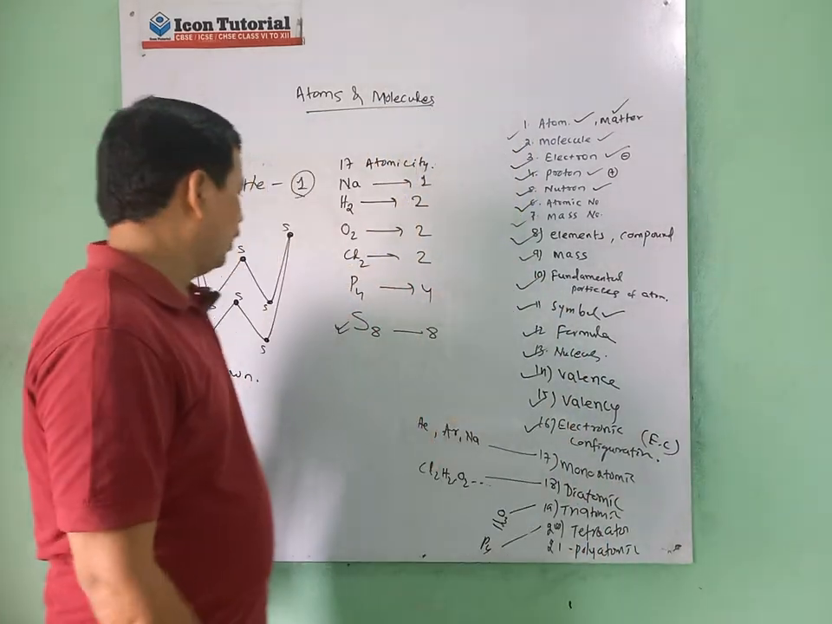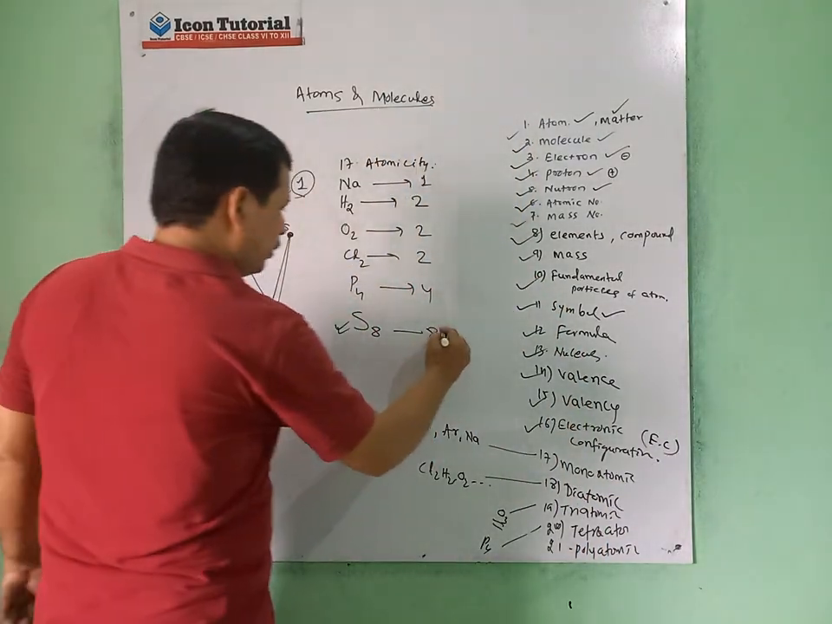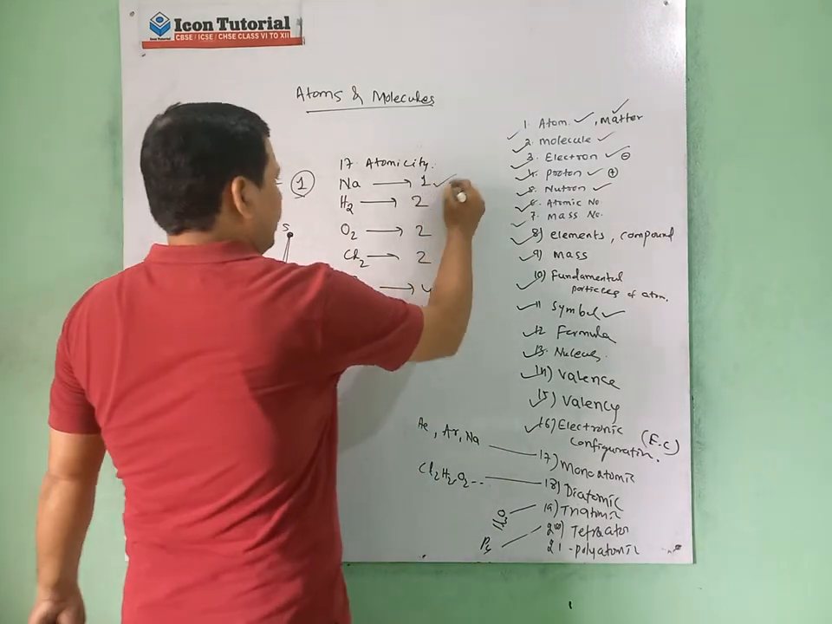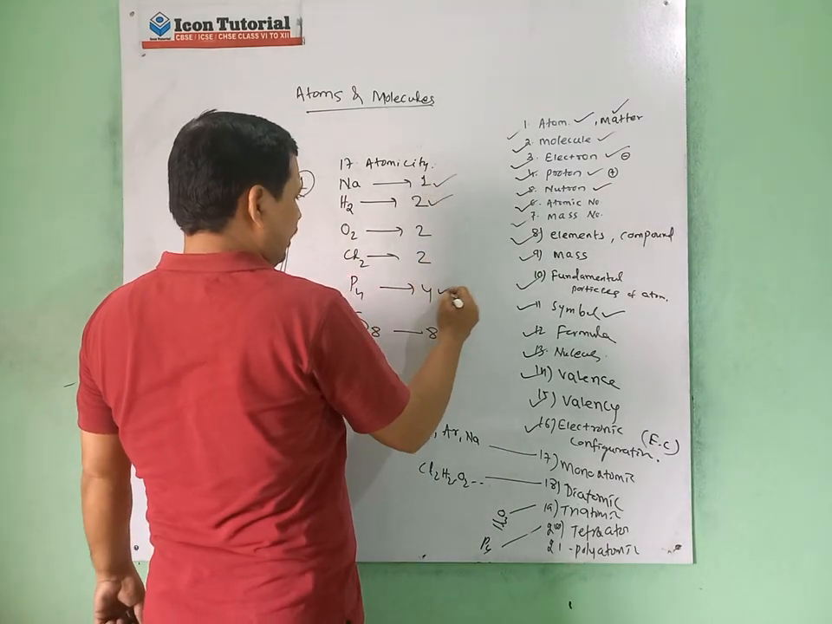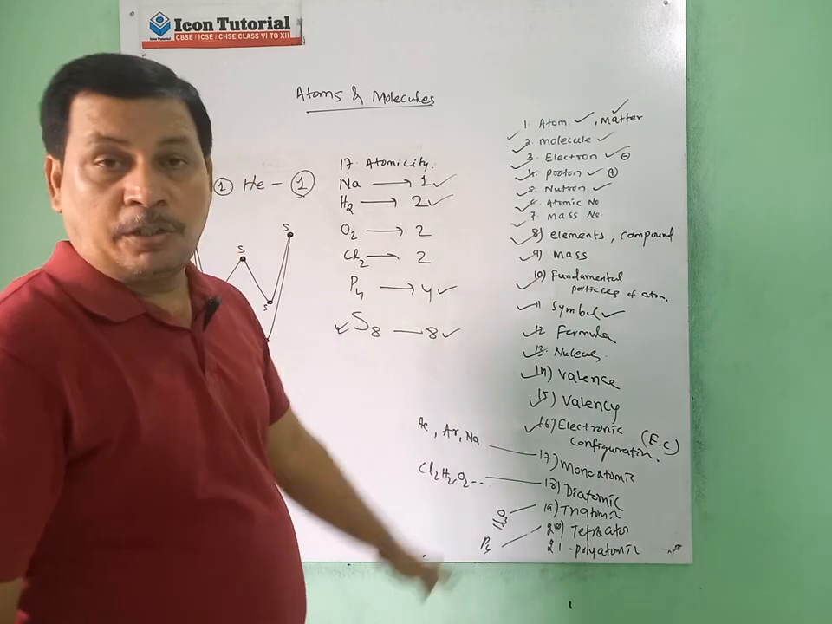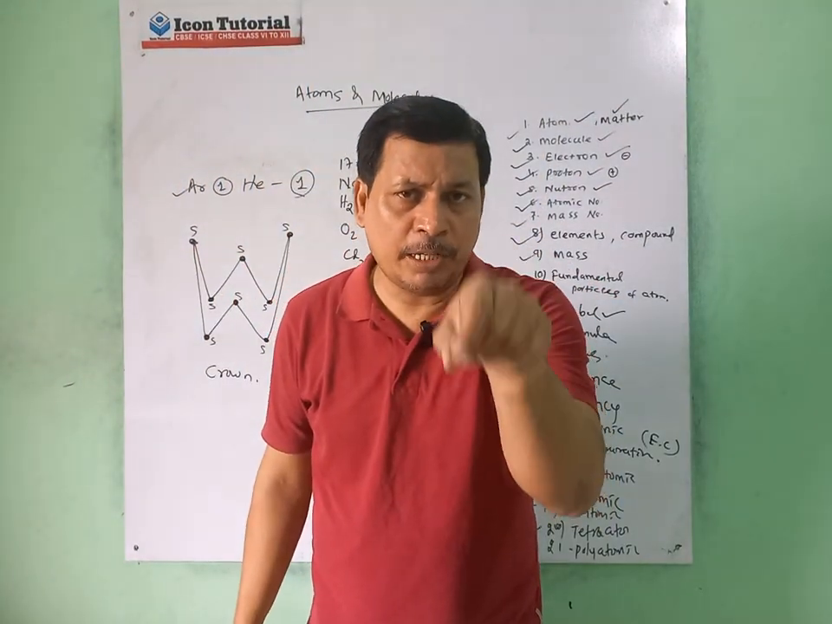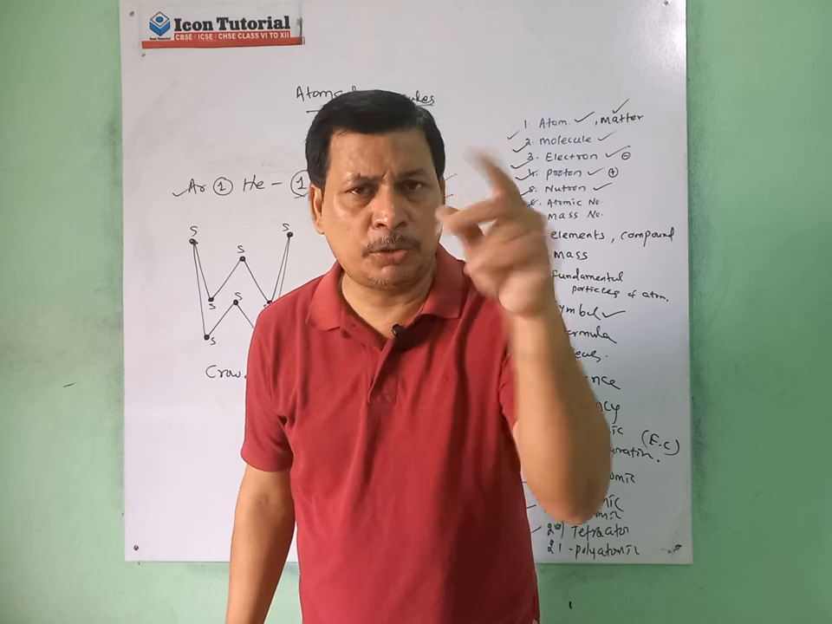Okay, so let us start. So this is your finished sulfur: monoatomic, diatomic, and also tetraatomic and polyatomic. So over, what is atomicity? The number of atoms required to form one molecule of an element is known as atomicity.